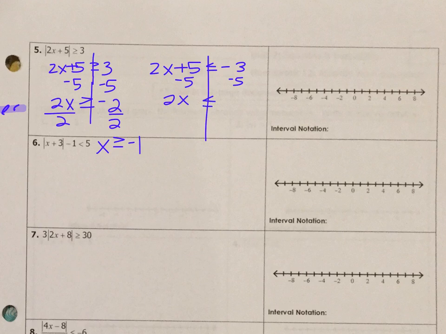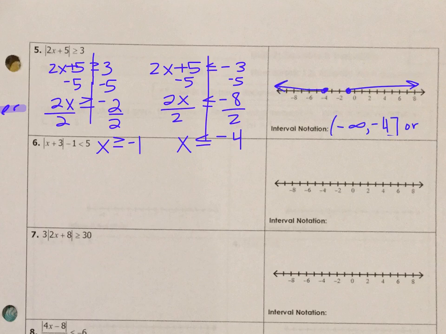On the other side, I'm moving my 5. I get a negative 8. On this side, I have x is less than or equal to negative 4. We'll graph it and do our interval notation. All right, copy down that graph and that interval notation.